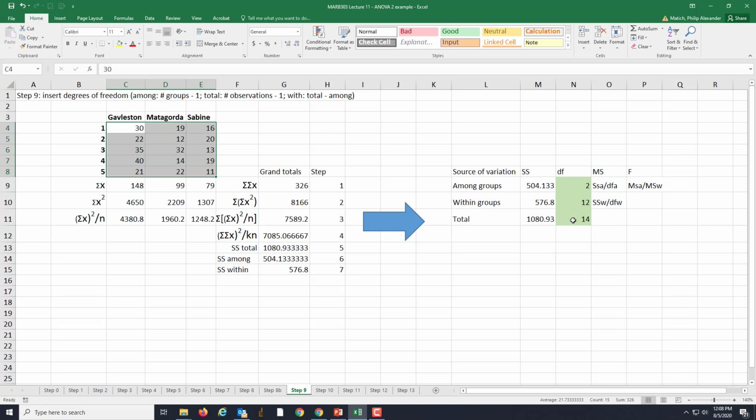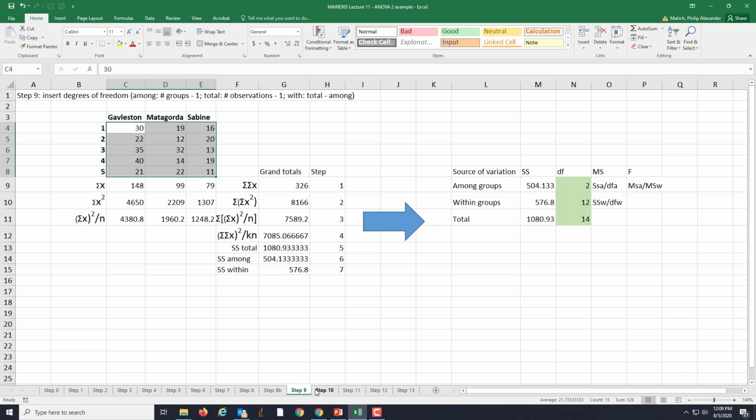And then our total degrees of freedom will be the summation of our among groups and our within groups degrees of freedom. So once we have this information here, our sum of squares and our degrees of freedom, we can then go through and calculate out the necessary values in which to determine what our f value is.